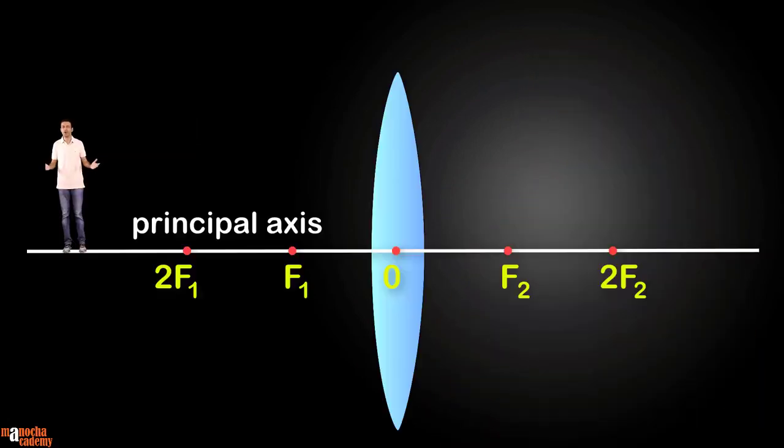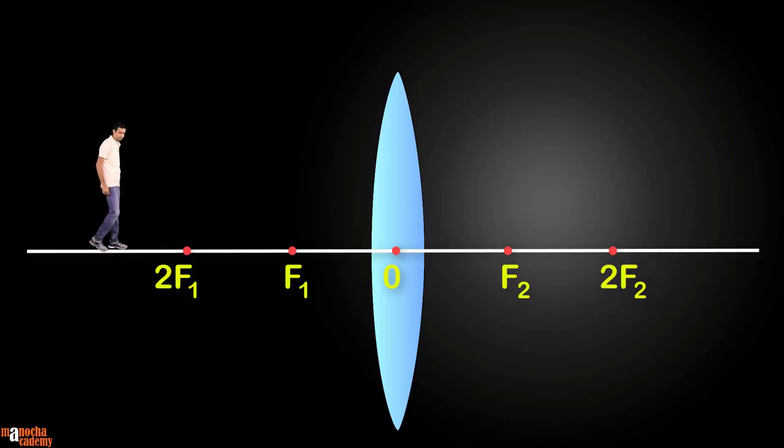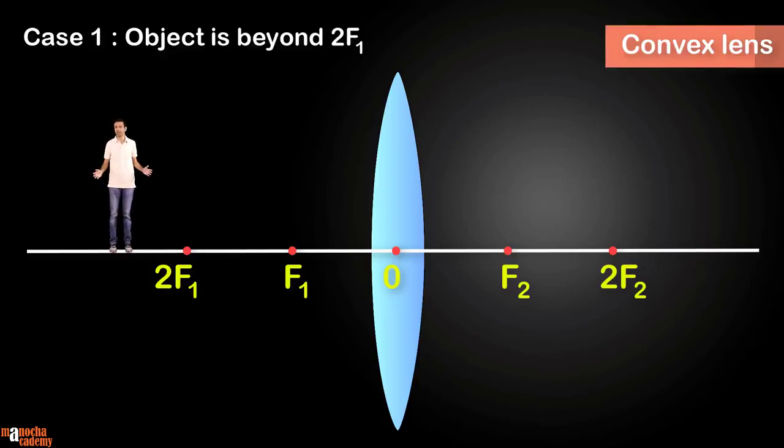Here I am on the principal axis. I'm far away from the convex lens. I'm going to walk and stand on different places on the principal axis. And as you'll see, my image will change based on my position. So let's start with case 1. I'm standing beyond 2F1. You need to consider the rays from the top of the object.